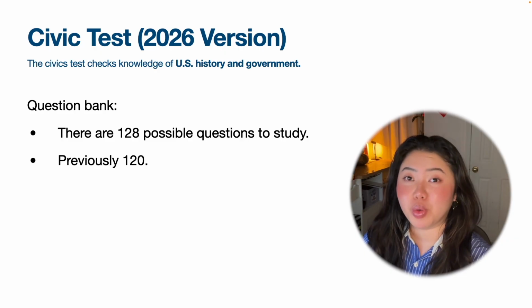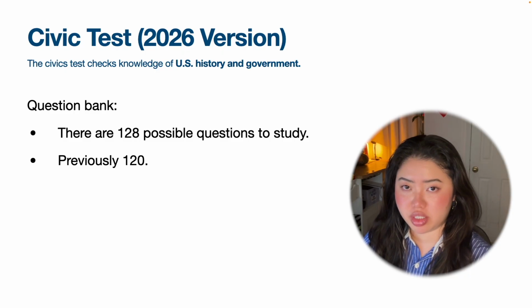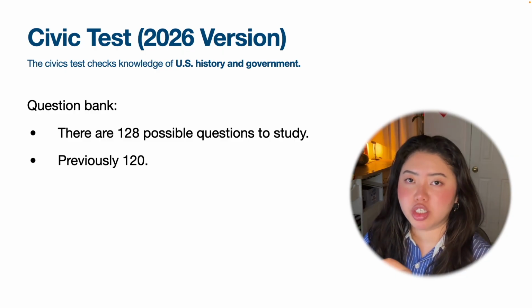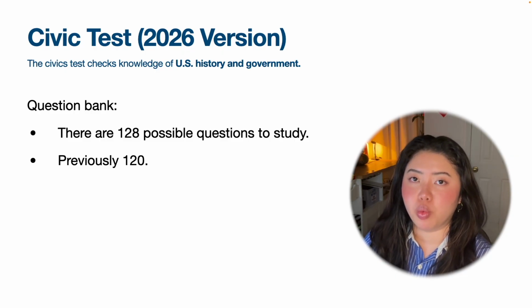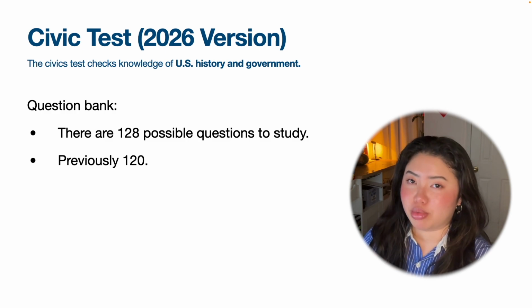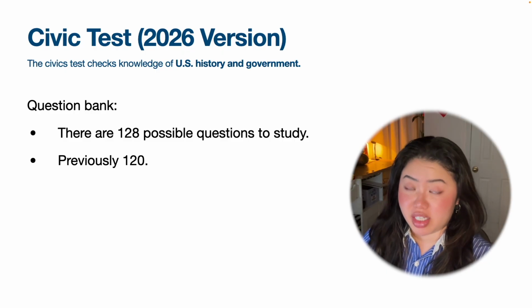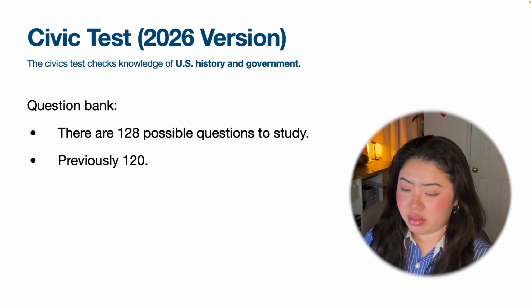Okay, so in 2026, the civics test checks knowledge of U.S. history and government. There are 128 possible questions. So every question you will get is one of the 128 questions. So there won't be surprises if you study the 128 questions. Previously, it was only 120.